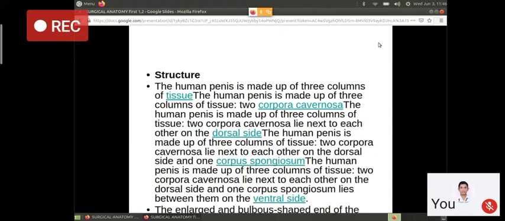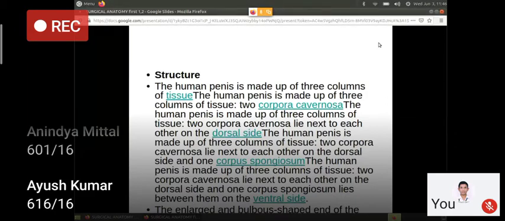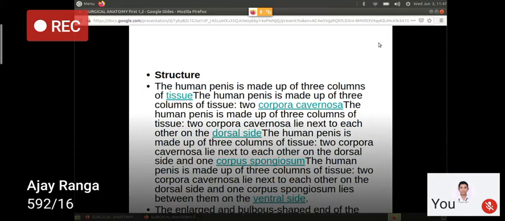So the structure of the penis is made up of three columns of tissue. The human penis is made up of three columns of tissue. The two corpora cavernosa lie next to each other on the dorsal side.